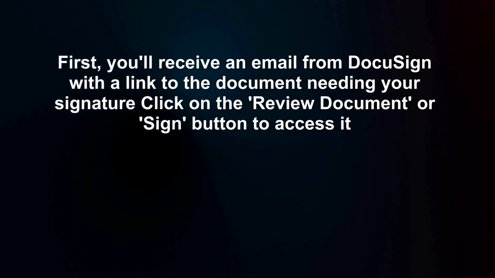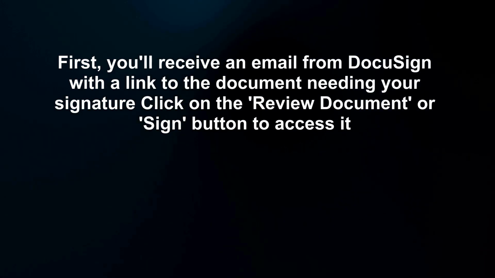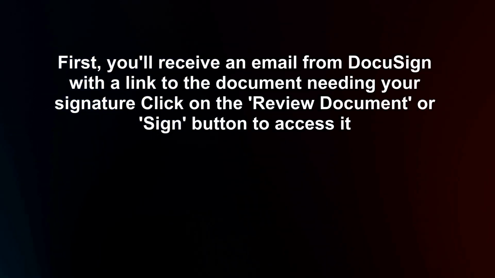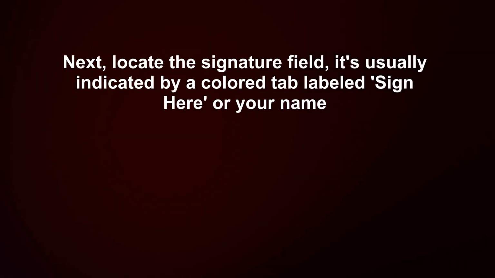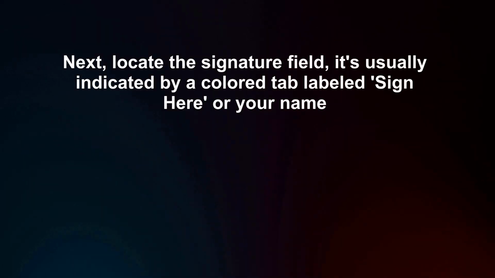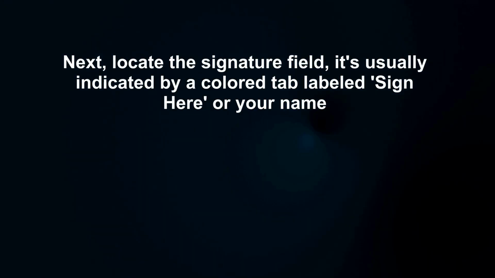First, you'll receive an email from Docusign with a link to the document needing your signature. Click on the Review Document or Sign button to access it. Next, locate the signature field. It's usually indicated by a colored tab labeled Sign Here or your name.